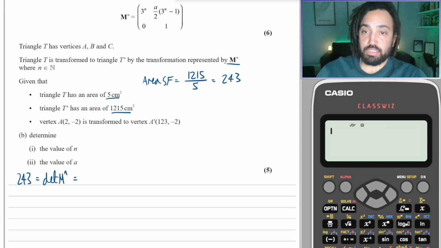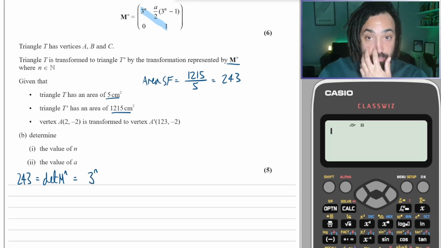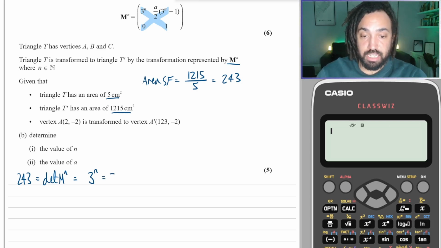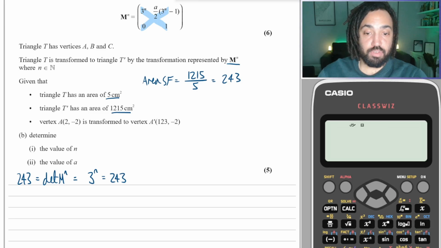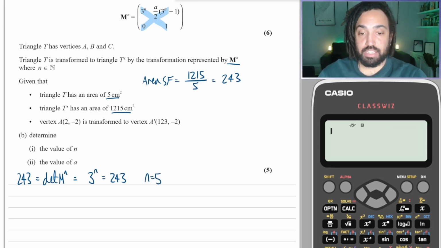And the determinant of a 2 by 2 we get by doing a times d in the first instance, which is 3^n, and then minus b times c, which is 0 in this case, so we don't need to concern ourselves about that. Okay, so 3^n is equal to 243, so that means that n equals 5, because the fifth power of 3 is 243.